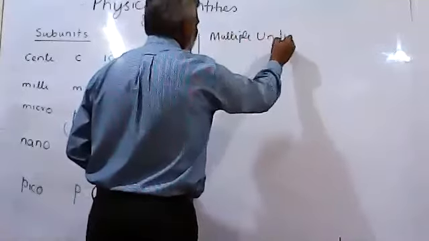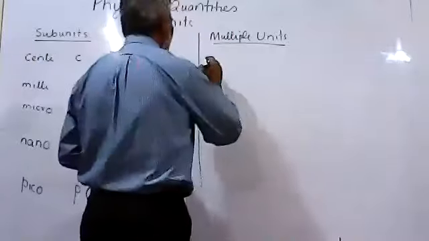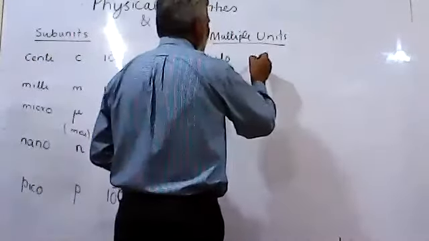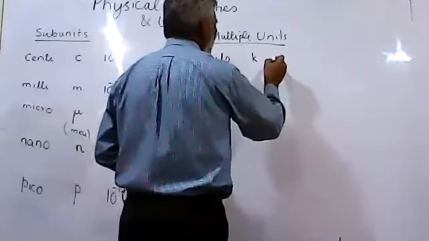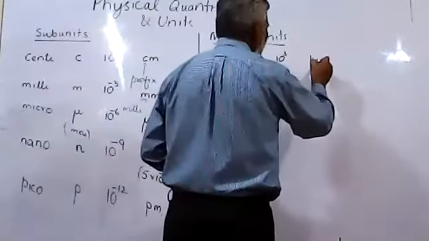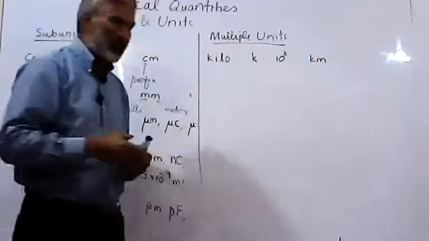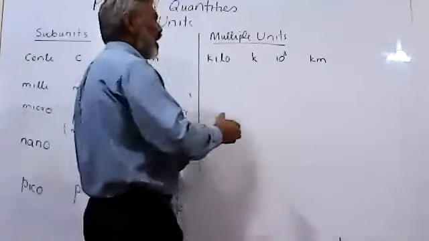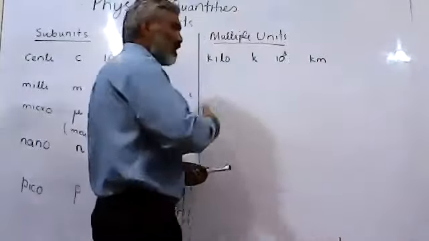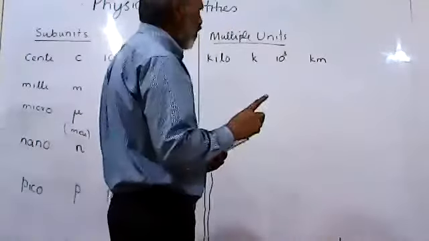Multiple units, as I said, are used to express large quantities, and this we can start with kilo. Kilo is small k, and this is 10 raised to power 3, and if I write kilometer, that simply means 10 raised to power 3 meters. That means 1000 meter. That means this is a convenient way of writing how many meters are involved. Instead of writing 1000 meters, we simply write 10 raised to power 3 meter or 1 kilometer.